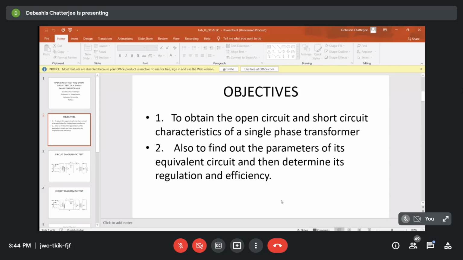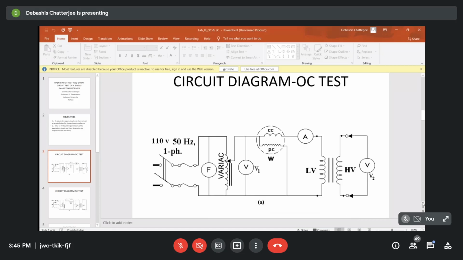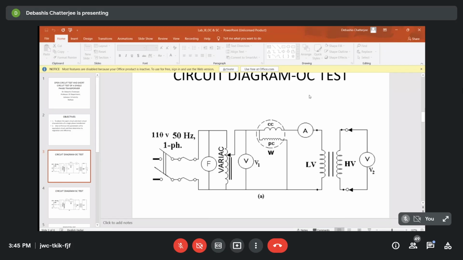Now, as far as the circuit diagram is concerned, this is the circuit diagram for the open circuit test. Normally it is written as OC test, open circuit. Here you have the high voltage side open and connected with a voltmeter. As you know, a voltmeter has very high resistance, or high impedance, so you can treat this as an open circuit, because hardly any current will flow through the high voltage side.